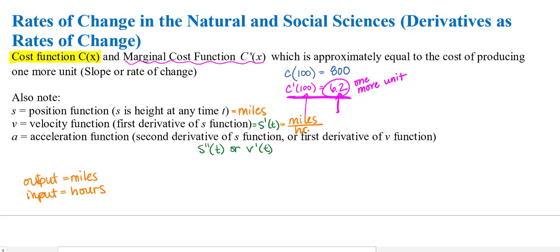Acceleration tells you how quickly is your velocity changing. Is your velocity increasing or decreasing, etc. So it's a rate of change of the previous output. So it's going to be miles per hour squared because it's miles per hour.